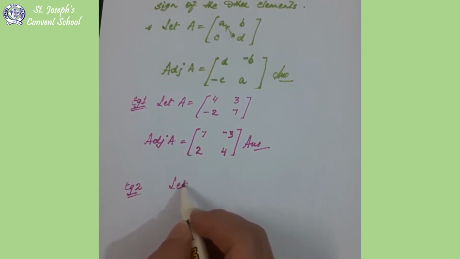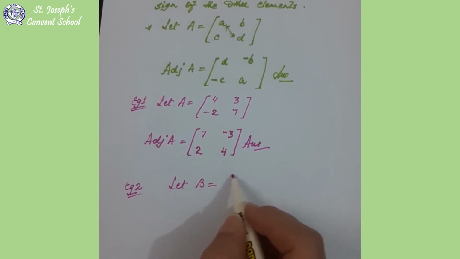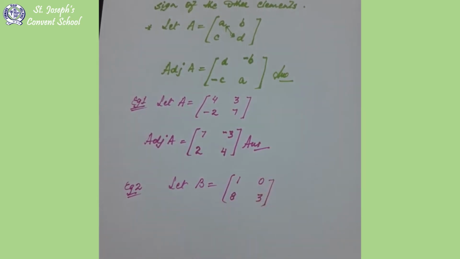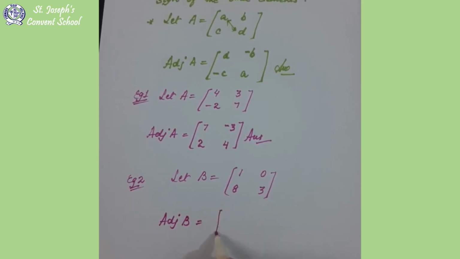Suppose matrix B is given. Let matrix B be 1, 0, 8 and 3. So find adjoint of B. Adjoint of B is, change the place of first and last. So 3 will come here, 1 will go in the end. 0 will remain as it is because 0 doesn't have any sign. So don't write plus or minus sign with 0. 0 will come as it is, and minus 8. So this is the answer.